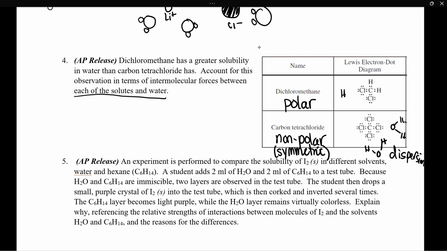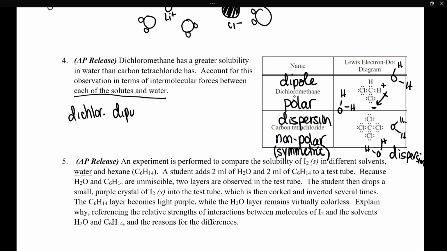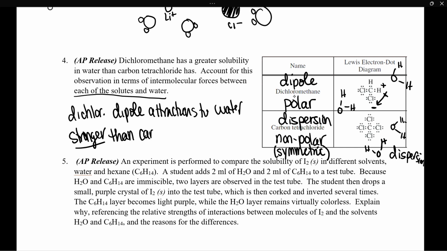So if we draw that out, the hydrogen side of water would attract to the chlorines. The chlorine's more electronegative, so this side of the molecule is going to be negative, and this side is going to be positive. Notice how we can't have any hydrogen bonding here, because these H's are not capable of hydrogen bonding since they're bonded to a carbon. So there's no hydrogen bonding, but they are polar, so it will have dipole forces. Let me label this. This one has dipole forces. This one's just dispersion. So the reason why dichloromethane is more soluble is that you want to say that dichloromethane has dipole attractions to water, which are stronger than carbon tetrachloride's dispersion attraction to water.